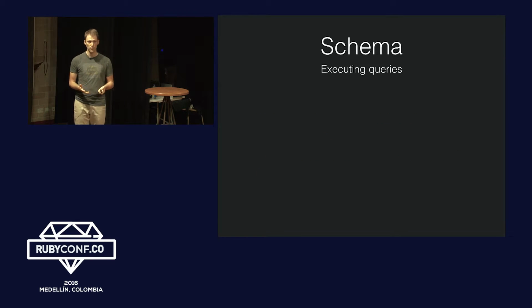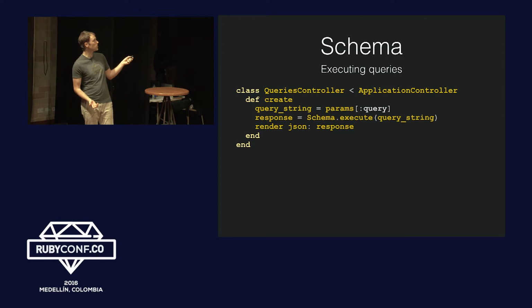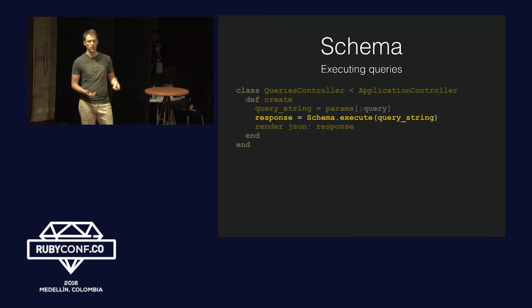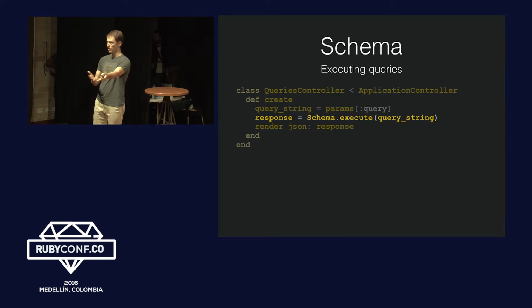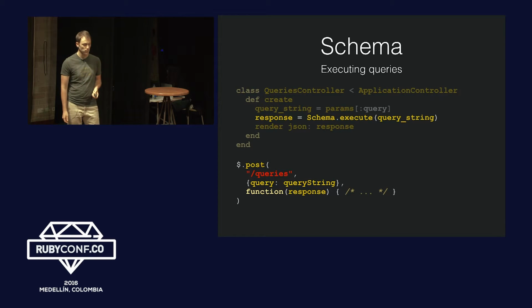And then your schema can be used to execute queries. So here's a Rails controller action, and the interesting part is here. Your schema has an execute method where you take the query string, and the GraphQL gem parses it and then executes it according to your type system. If you want to use this endpoint, here's a simple way to do it with jQuery. You just post to that endpoint with a query string, and then this handler gets called with the response.